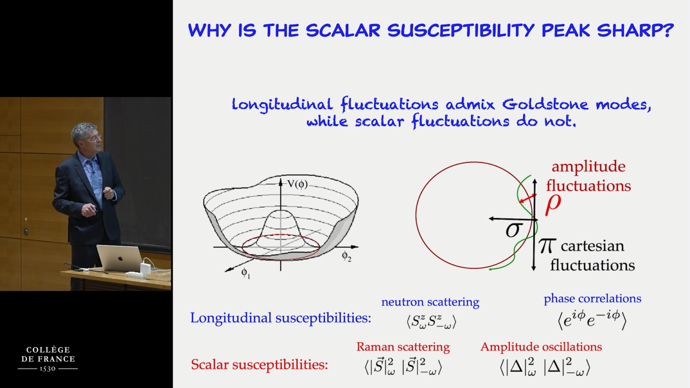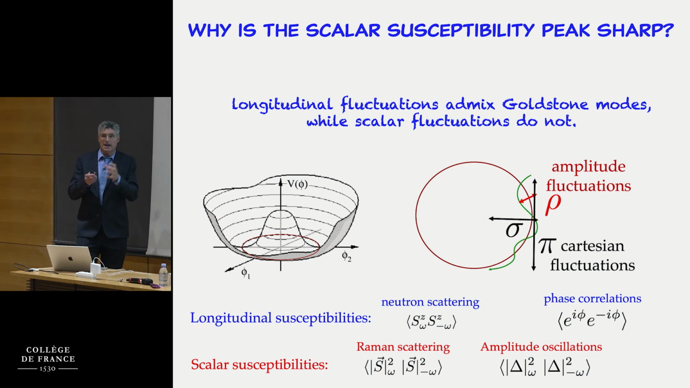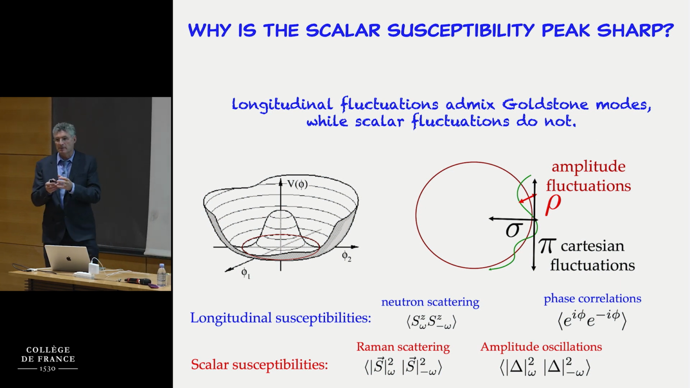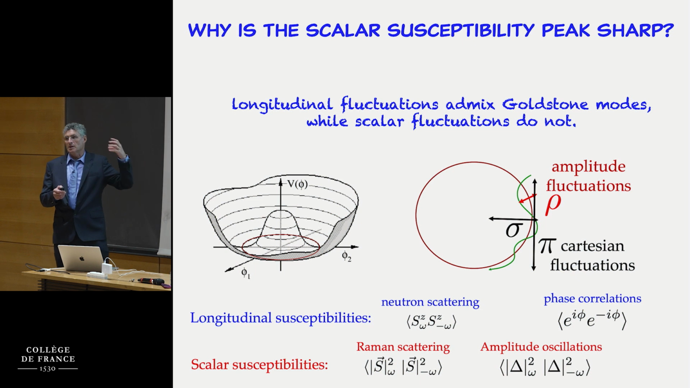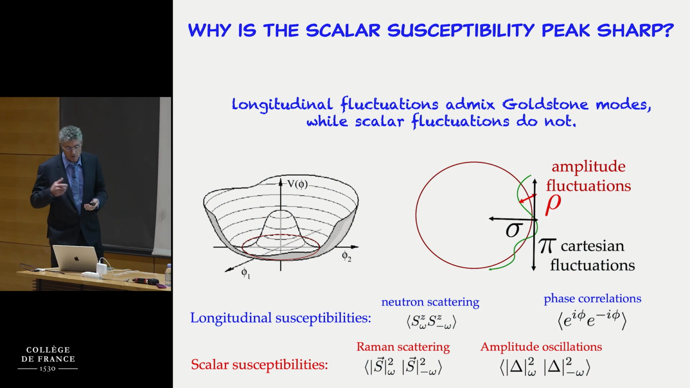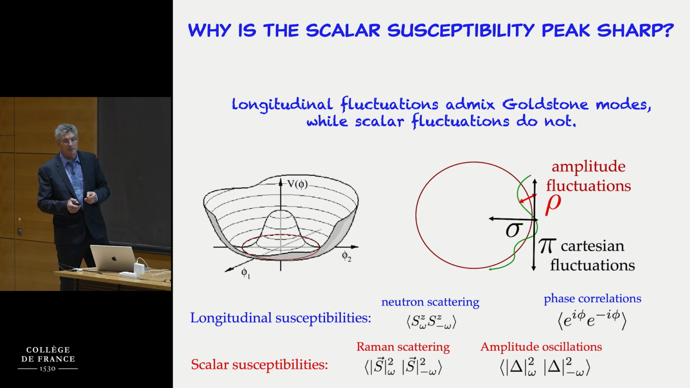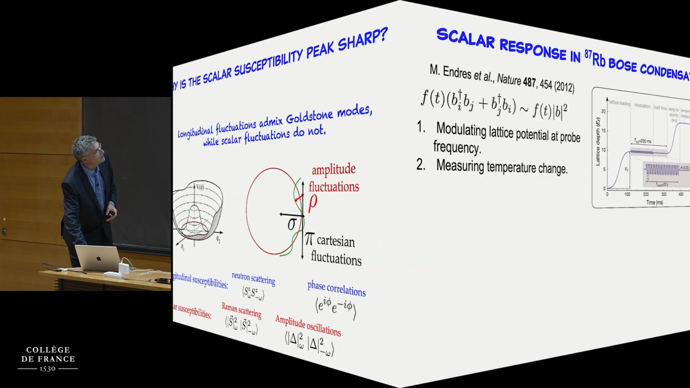Also, I didn't mention here, scalar susceptibilities are the ones you measure with a pump-probe. When you hit the system, you kill the magnitude of the order parameter at a certain time, and then you watch it recover. So again, you're watching the magnitude or the radial direction, and not the longitudinal direction. So I hope I explained this okay. So that's why you get this difference.